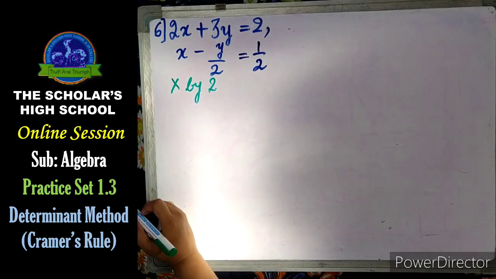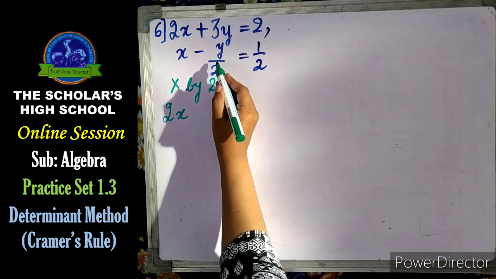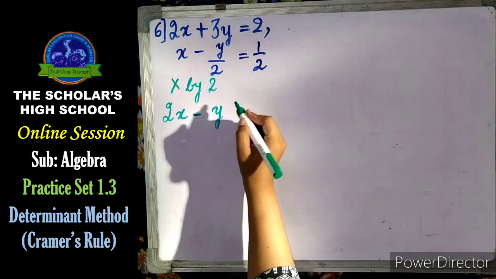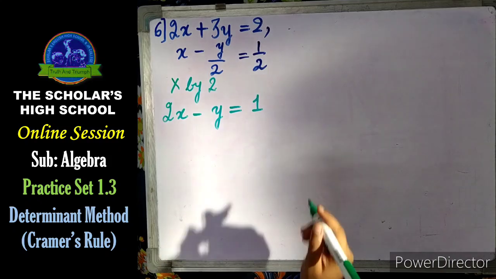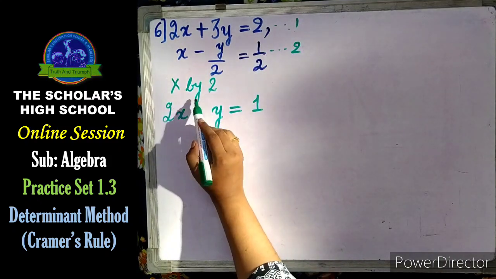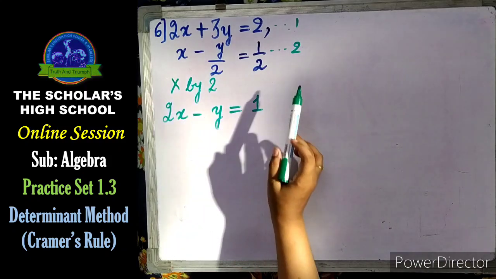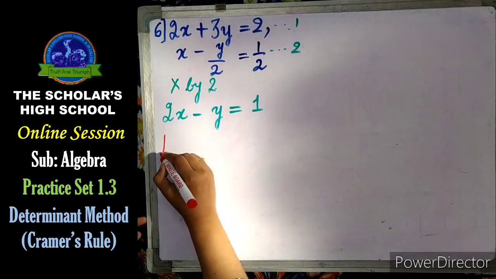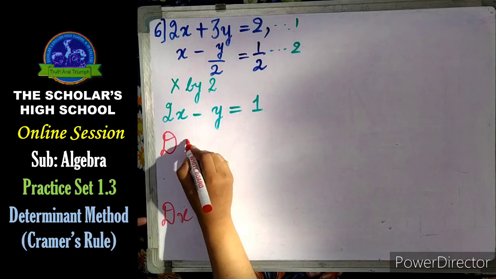When you multiply here by 2, you will get 2x. When you multiply here by 2, you will get y. And when you multiply here by 2, you will get 1. So this is your first equation and this is your second equation. Multiplying the second equation by 2, when we have multiplied each of the 3 terms, the 2 will get eliminated. So now you can find out d, dx and dy.